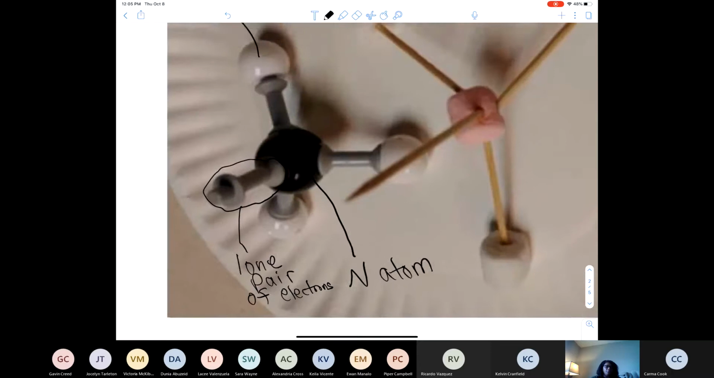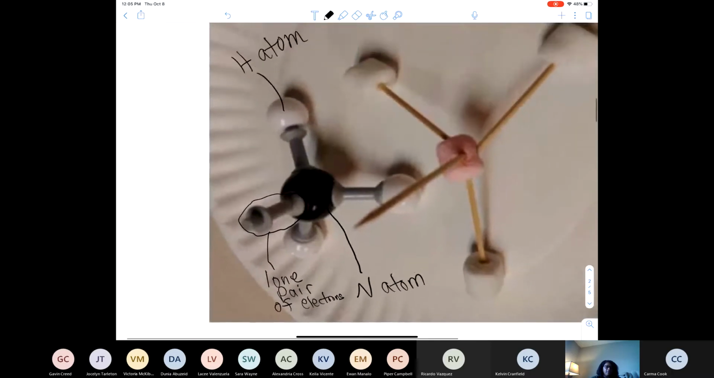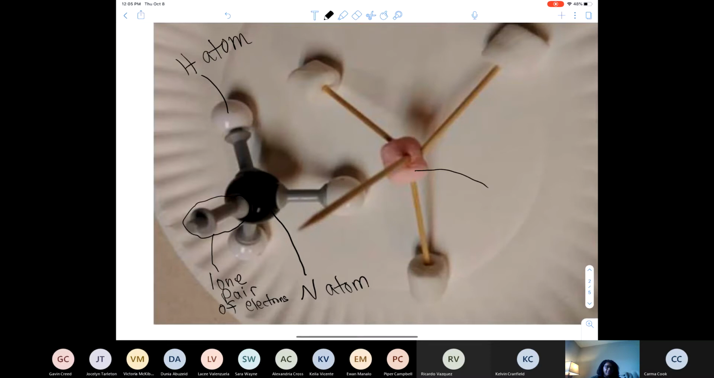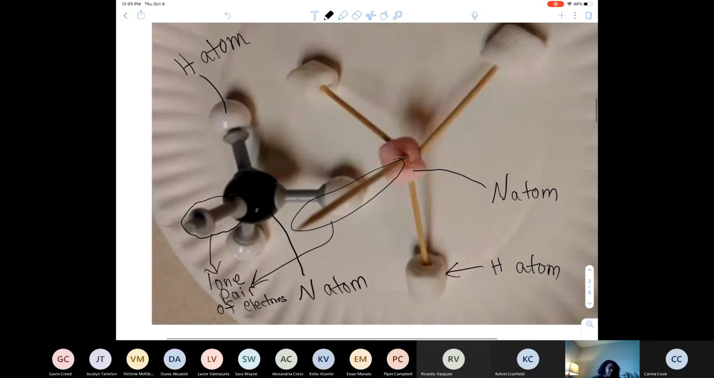Our marshmallow and toothpick model gives us the same thing. The pink marshmallow is our nitrogen atom. Each of the 3 white marshmallows are hydrogen atoms. And then the toothpick that doesn't have a marshmallow attached to it represents a lone pair of electrons.